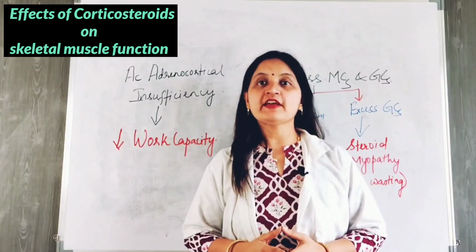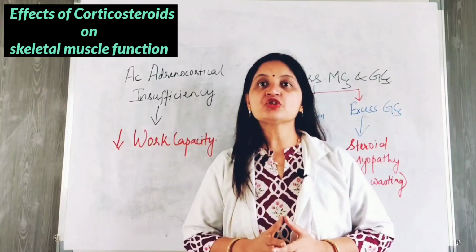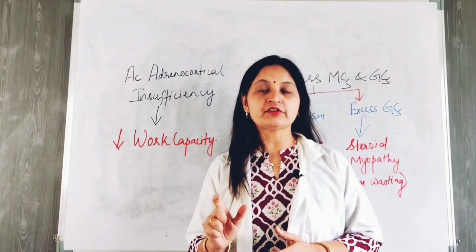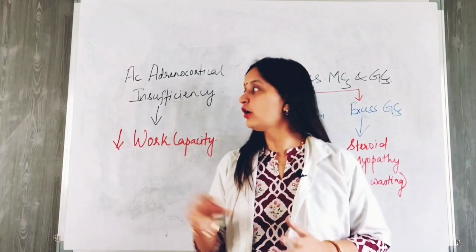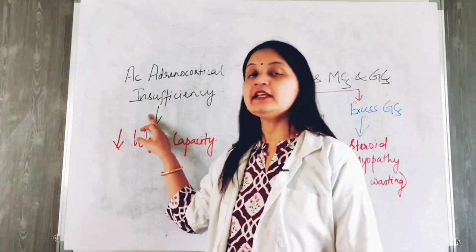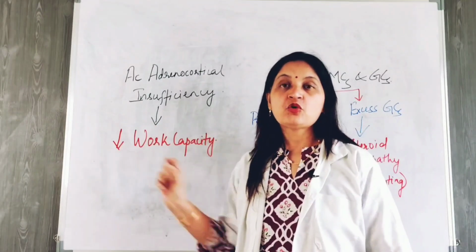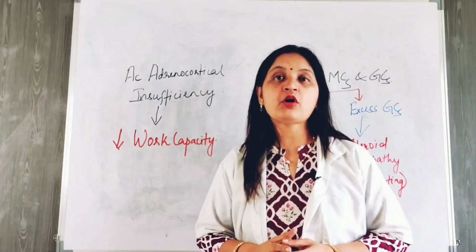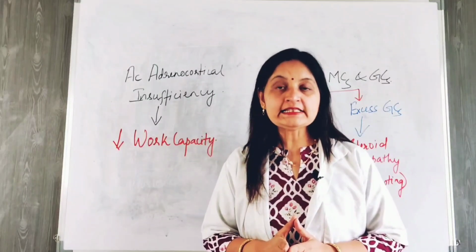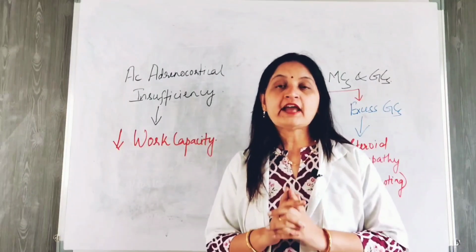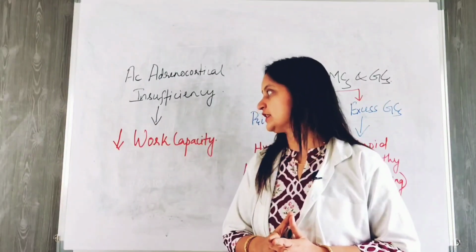Next, let us see what the effects of corticosteroids on skeletal muscle function are. For the normal functioning of skeletal muscle, permissive concentrations of corticosteroids are necessary. So in acute adrenocortical insufficiency, where there are decreased aldosterone levels, there is decreased work capacity. One of the important signs of acute adrenocortical insufficiency is decreased work capacity, and in patients with Addison's disease, weakness and fatigue are frequent symptoms because of aldosterone deficiency.